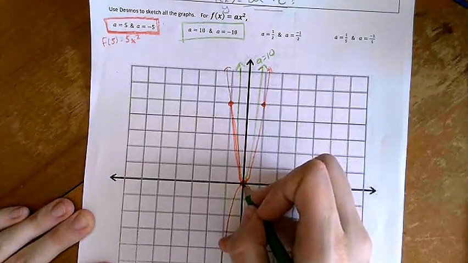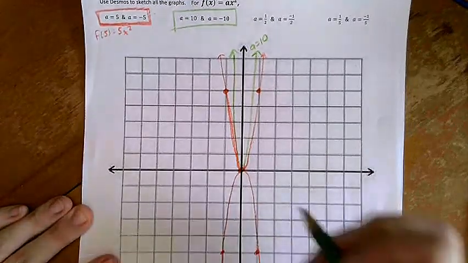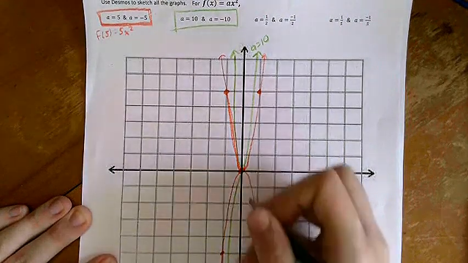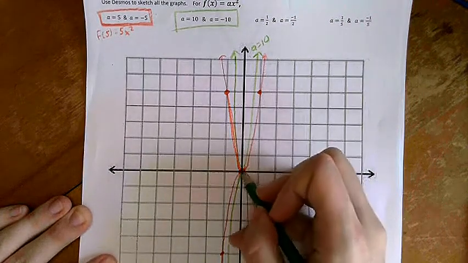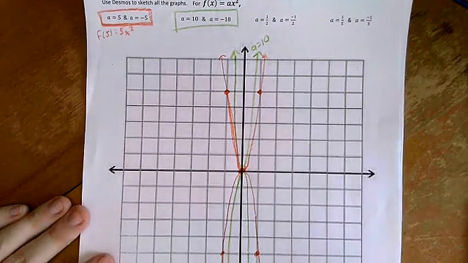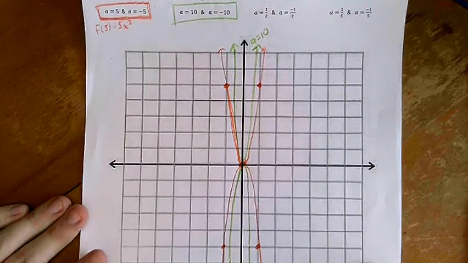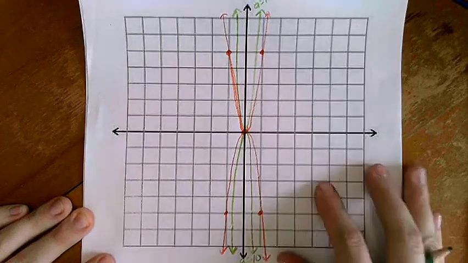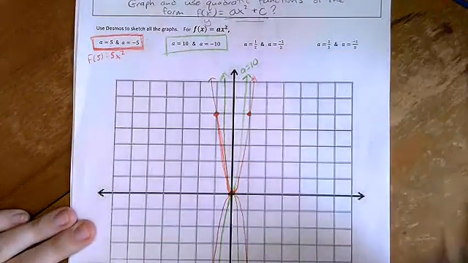And then down here, when I switch this to a negative 10, my vertex is still at 0, 0. But now it's going super skinny, way like this. Remember, make that vertex there curved, not pointed, but curved. So this one is an a equals negative 10. Right? We've got our a equals 5, a equals negative 10, and then a equals 10, and this one is the a equals 5.